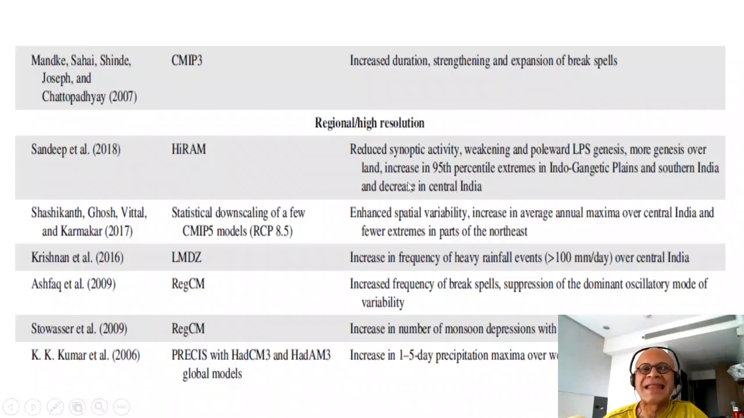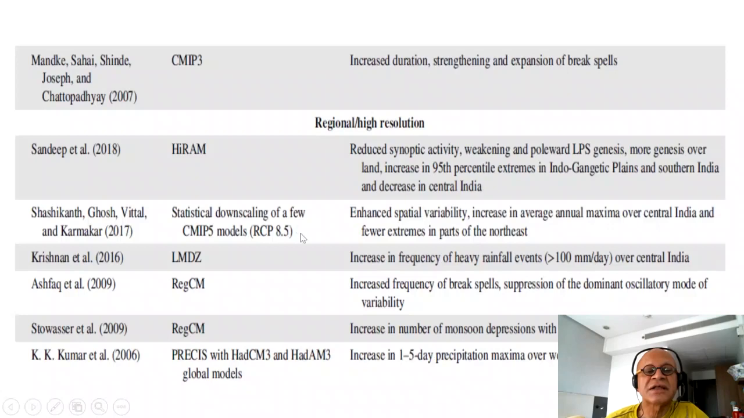More genesis over land, increase in 95th percentile extremes in the Indo-Gangetic plains and southern India, and decrease in central India. So there is a shift in intensity and distribution of 95th percentile extremes. Dynamics are not mentioned, but one has to look at that as well.